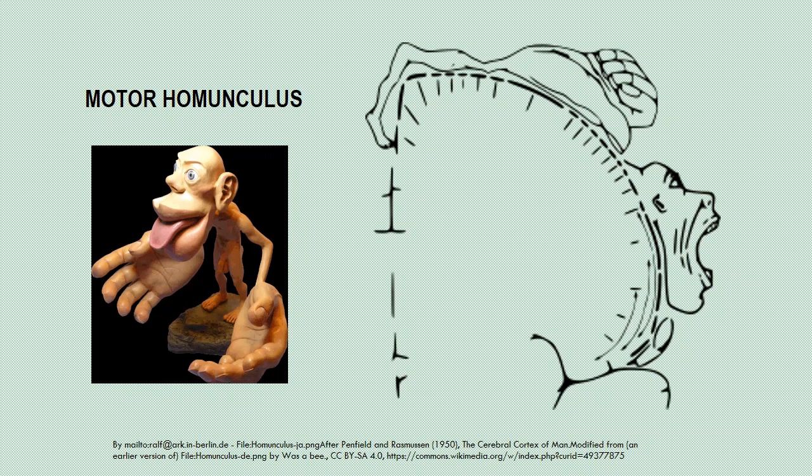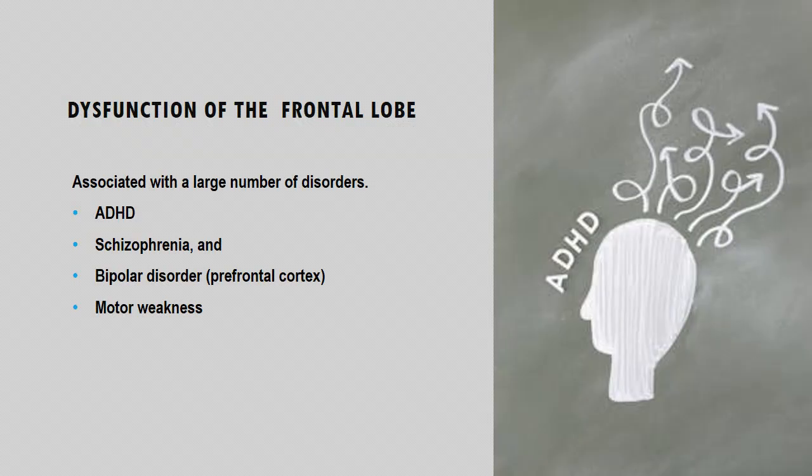In this slide, you can see a motor homunculus, meaning little man, which represents a map of brain areas assigned for motor processing of different anatomical parts of the body. Also, a 3D model of motor homunculus is shown on the left. The body parts that require more complex and fine movements like the hands and mouth are represented by larger brain area. This correlates with the large hands and mouth but small feet of the motor homunculus. Abnormal functioning of the frontal lobes is associated with a large number of disorders.